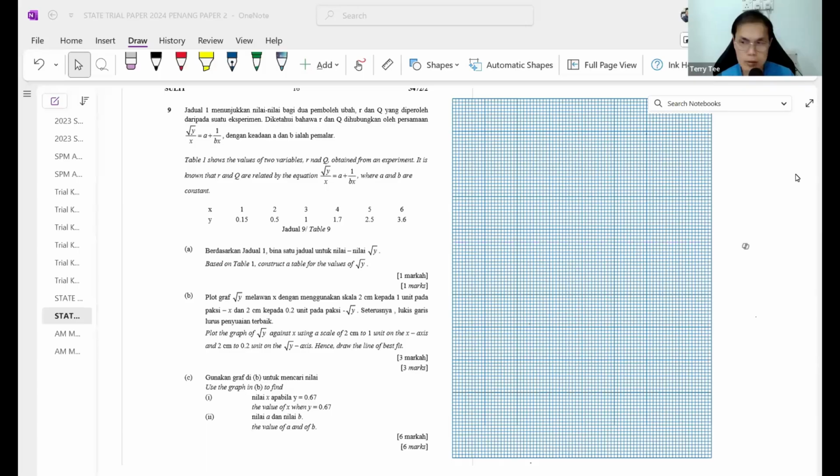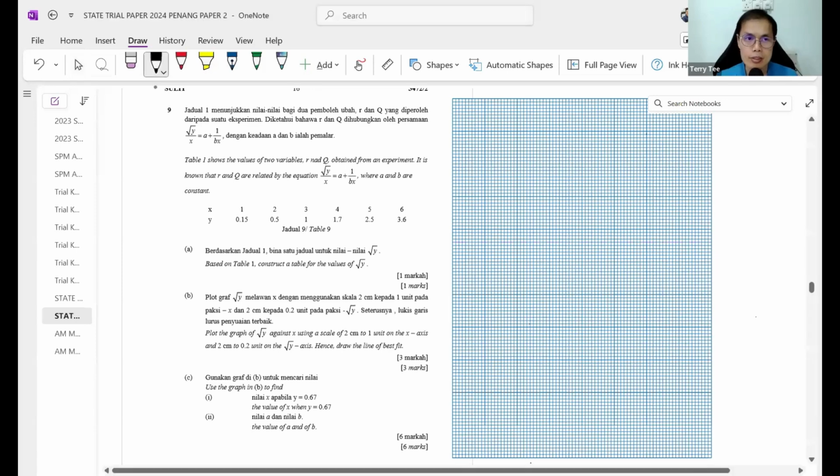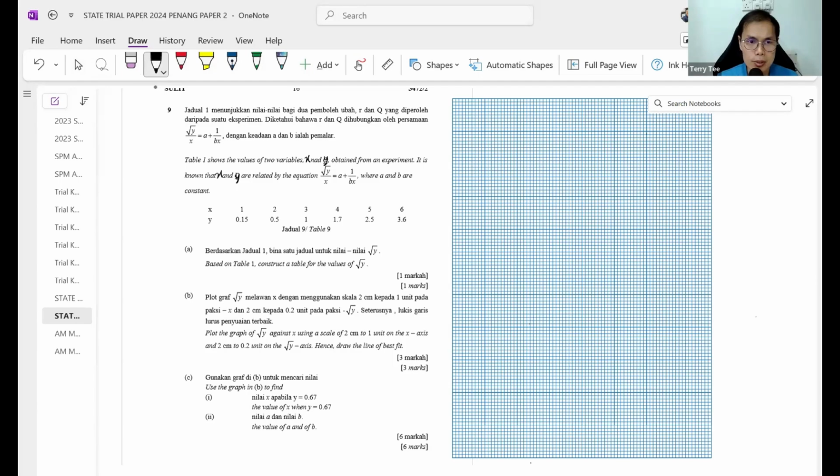Okay, let us move on to question number 9. This is from the chapter Linear Law, Form 4, chapter 6. Here the table shows two variables. It's supposed to be x and y. The paper here made a mistake. X and y obtained from an experiment. It's known that x and y are related by this equation: square root y over x equals a plus 1 over bx, where a, b are constants.